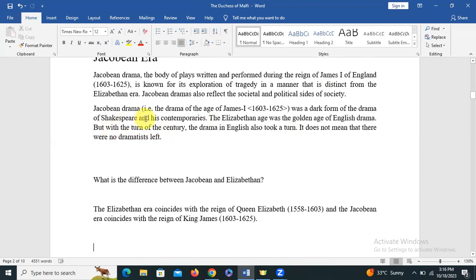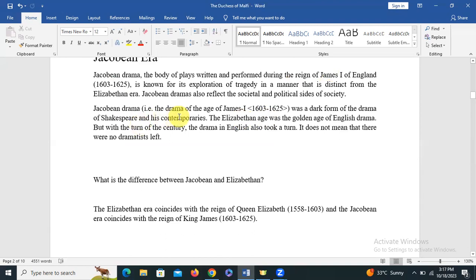Now, Jacobean drama, that is the drama of the age of, we are calling it Jacobean era because it was written in 1603 to 1625. Yes, because it was written during the reign of James the First, 1603 to 1625. So whatever literature was written during that period will be known as Jacobean era, Jacobean literature.